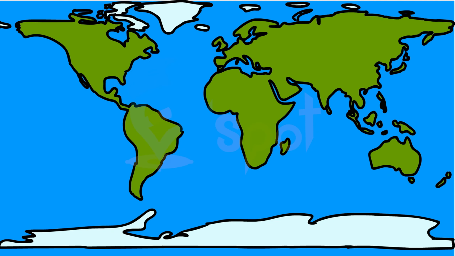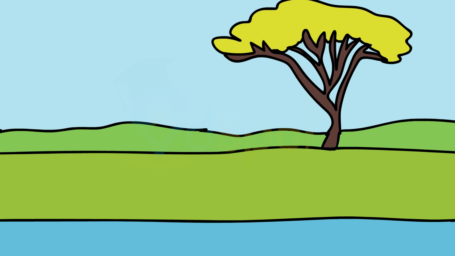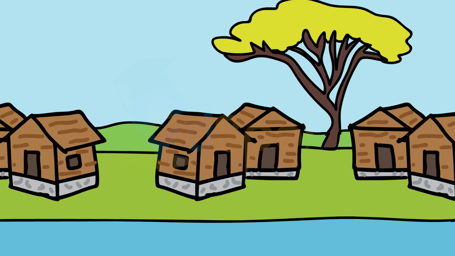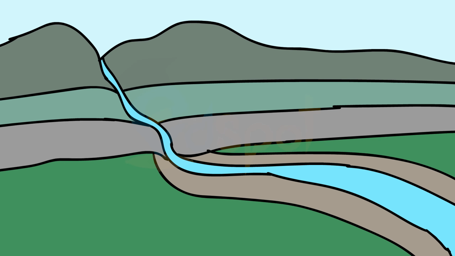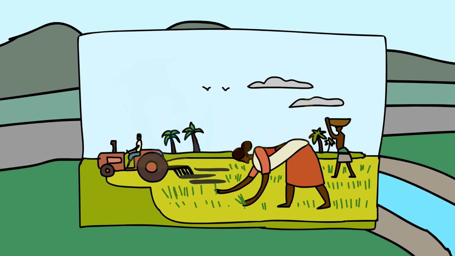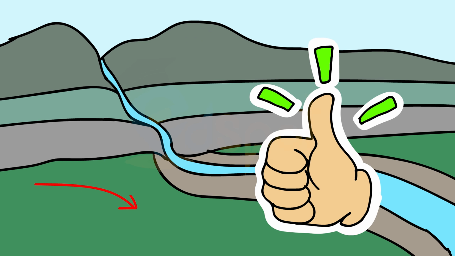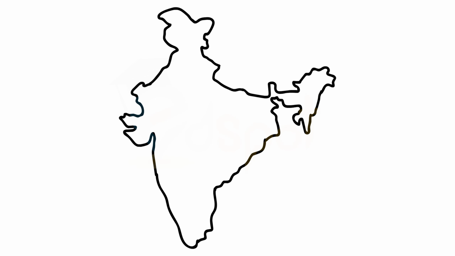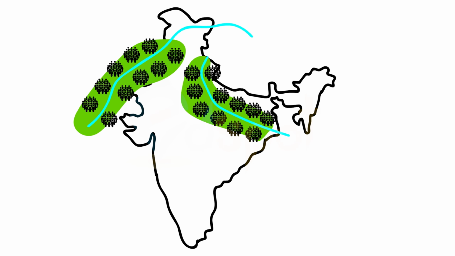Some of the largest plains made by the rivers are found in Asia and North America. For example, in Asia, these plains are formed by the Ganga and the Brahmaputra in India and the Yangtze in China. Plains are the most useful areas of human habitation. There is a great concentration of people as more flat land is available for building houses, as well as for cultivation. Because of fertile soils, the land is highly productive for cultivation. In India too, the Indo-Gangetic Plains are the most densely populated regions of the country.